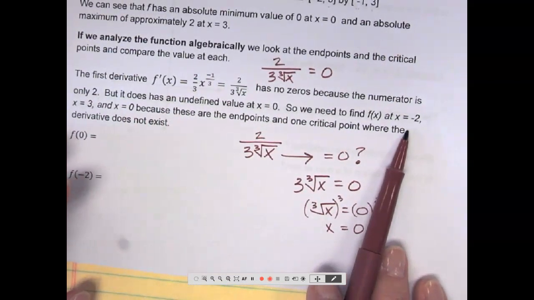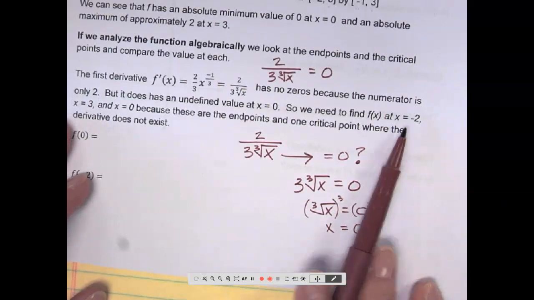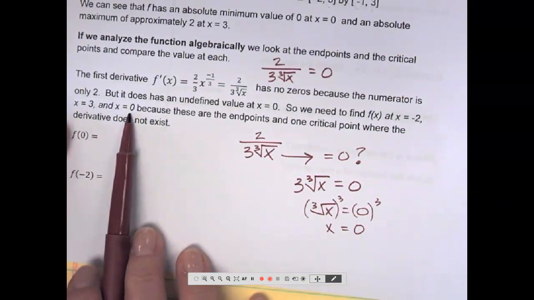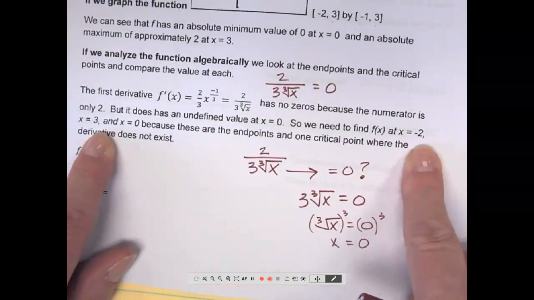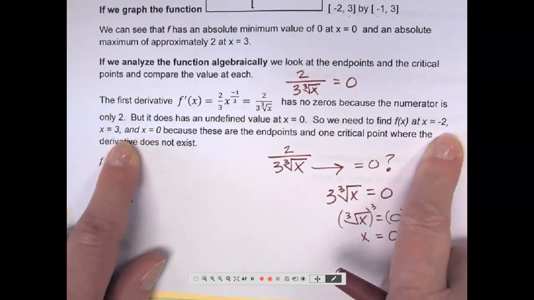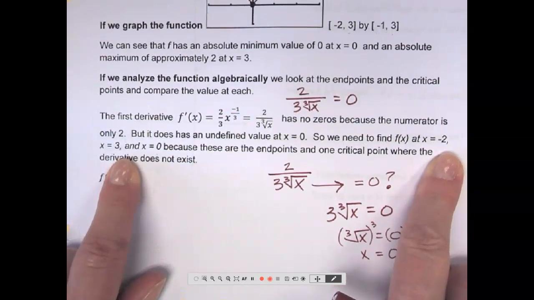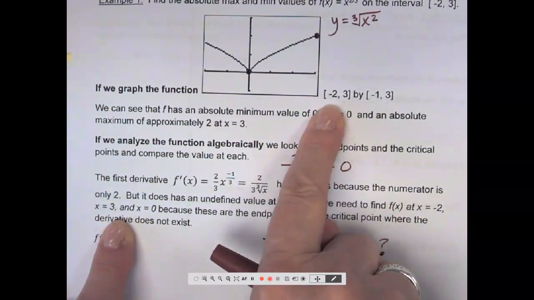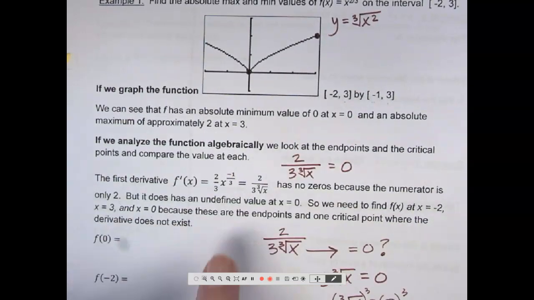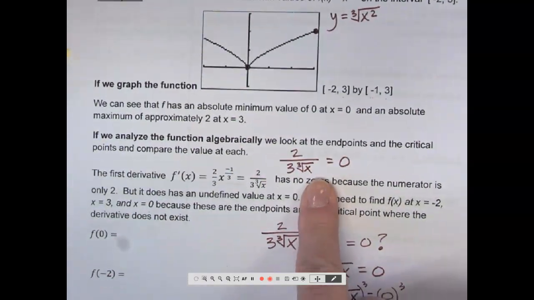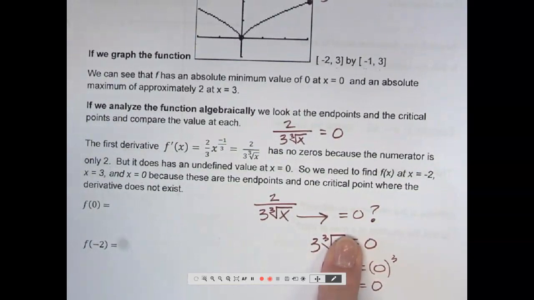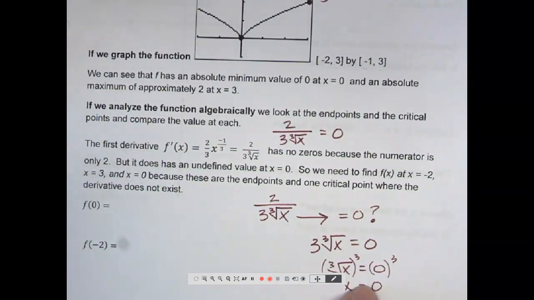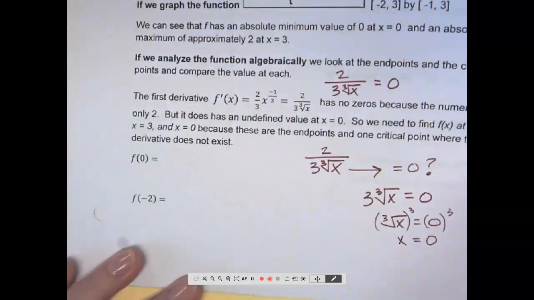So we need to find f of x at negative 2, positive 3, and 0. Why did I say negative 2 and 3? They are the endpoints on the domain. So we have to check, where is the derivative 0? Didn't happen. Where is the derivative undefined? At 0. Where are the endpoints? Those are the 3 candidates that we're looking for.